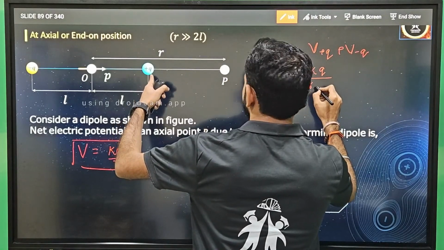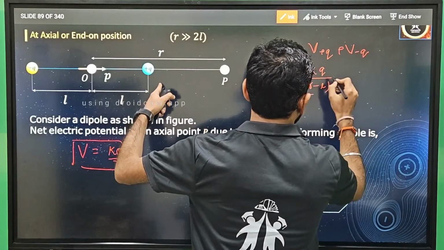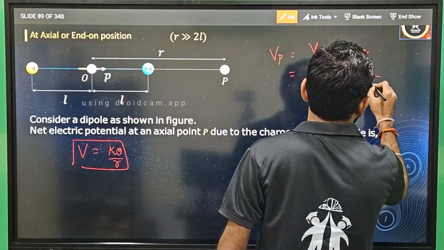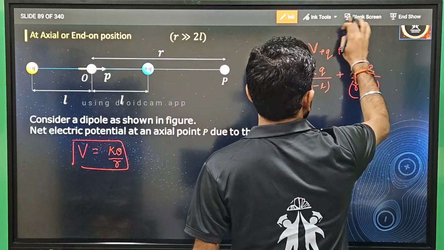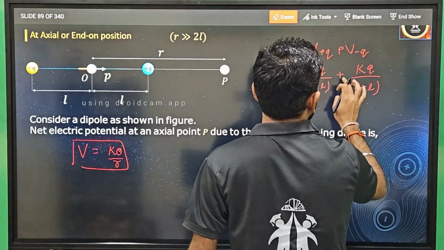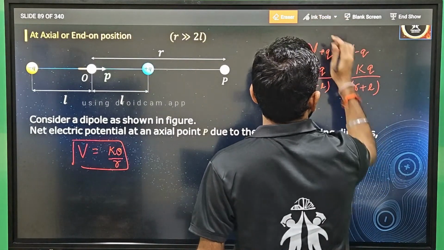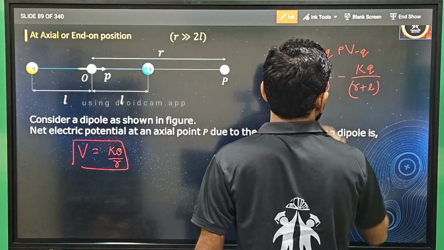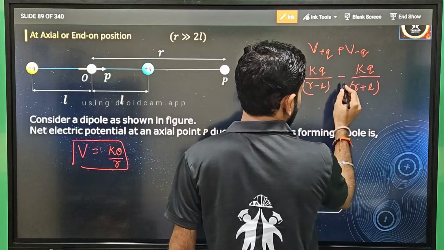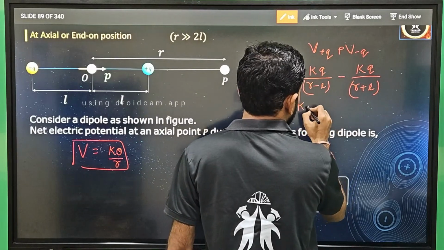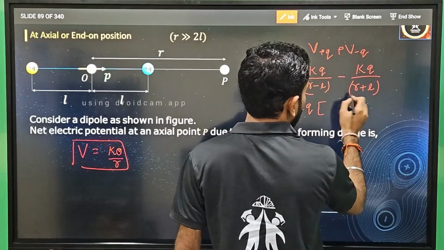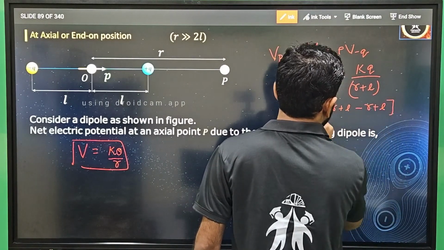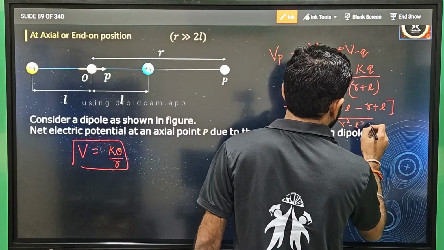You will write Kq divided by R minus L plus Kq divided by R plus L, and because this is a negative charge, you have to apply a negative sign here also. So you will write what? Correct, minus. Now solve it. In the numerator, take Kq common, and what will be left from here? R plus L minus R plus L divided by R square minus L square.